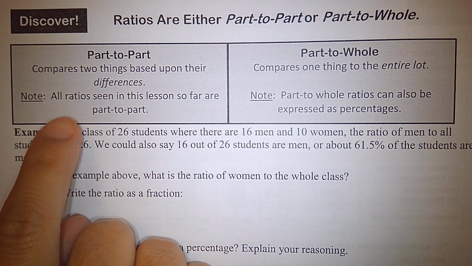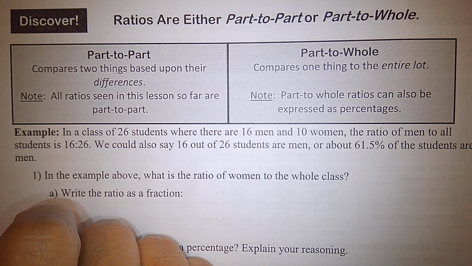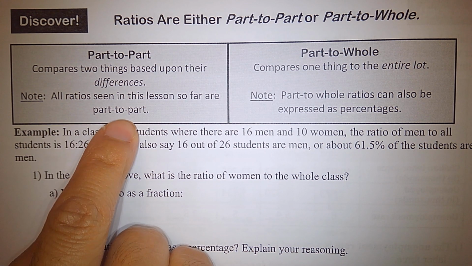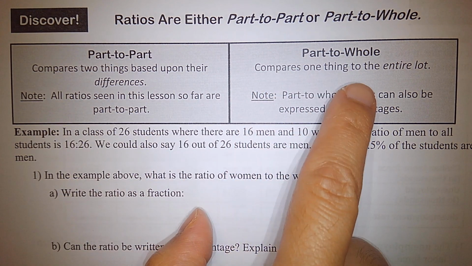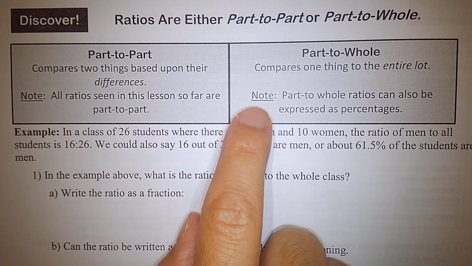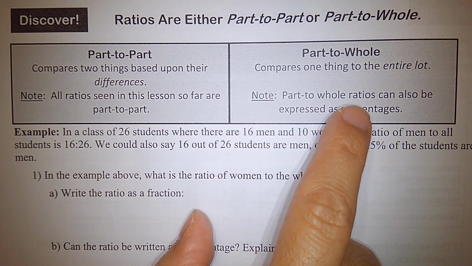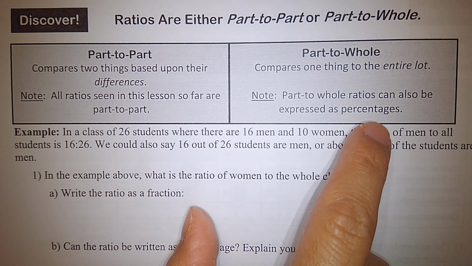Part-to-part compares two things based upon the differences. Note all ratios seen in this lesson so far are part-to-part. Part-to-whole compares one thing to an entire lot. Note part-to-whole ratios can also be expressed as percentages.